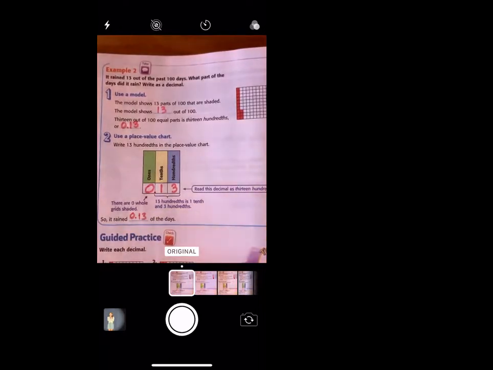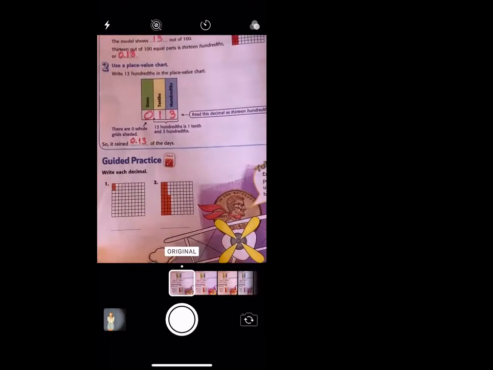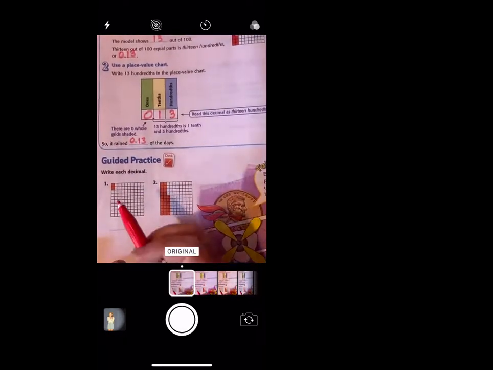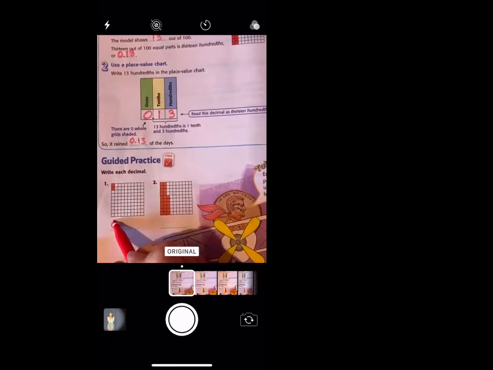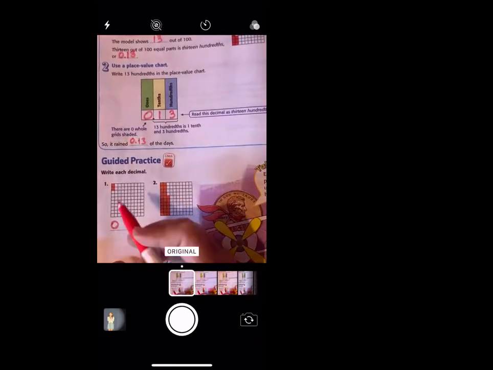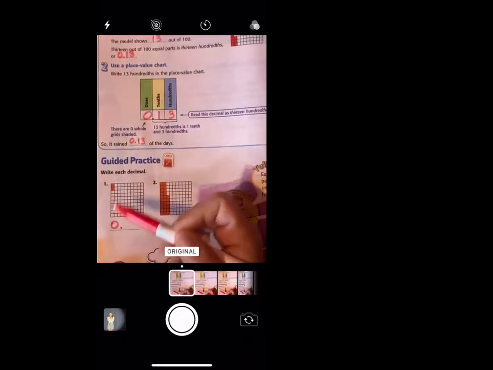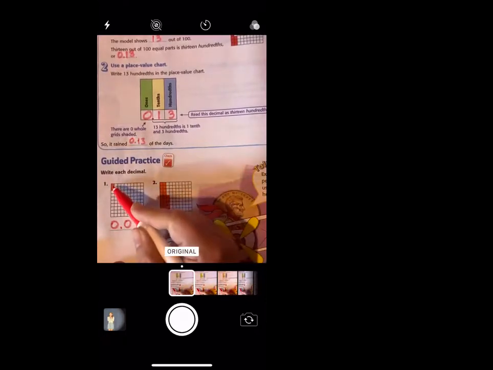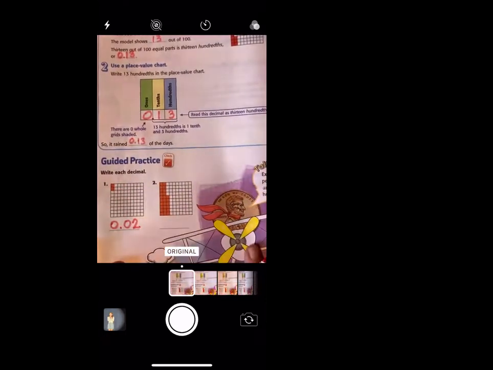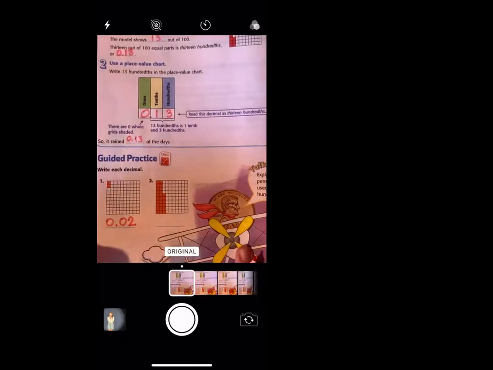Okay? All right. So now what we're going to do, I'm going to do the first 2 here in guided practice. So here in this grid, I have 2 little squares shaded. So in the ones place, I have 0 grids that are wholly shaded in, right? I don't have any tenths because I don't have any whole columns that are shaded in. So 0 in the tenths place. And then I have 2 hundredths. Okay, so that's 0 and 2 hundredths. Okay, 2 hundredths.